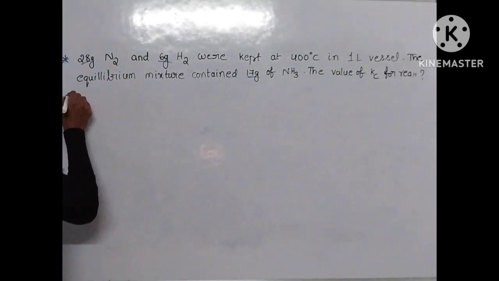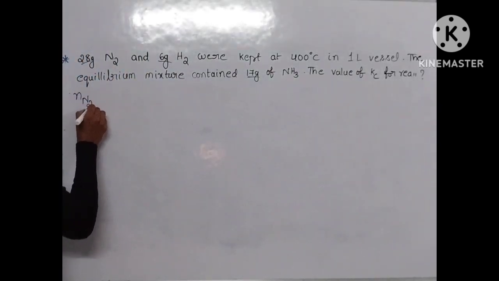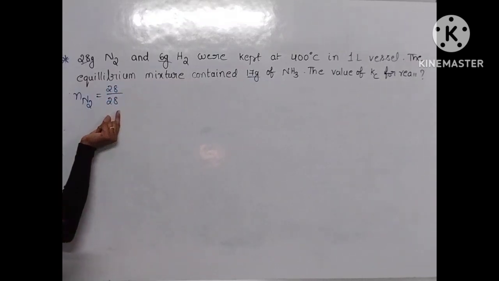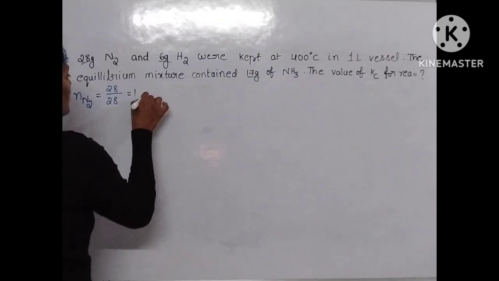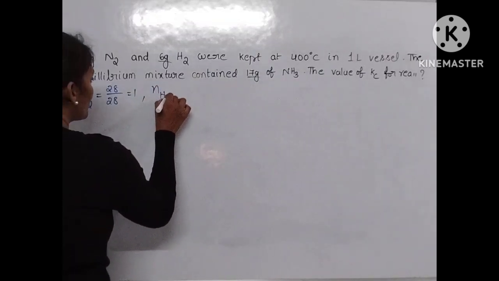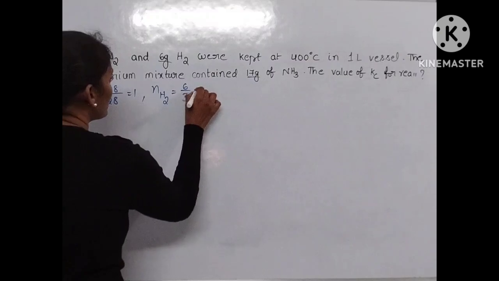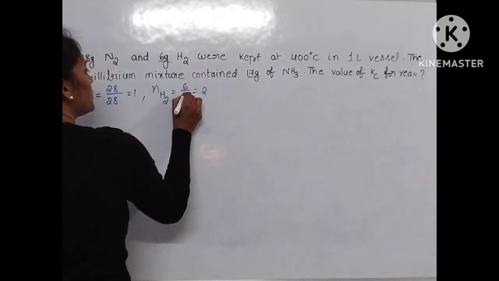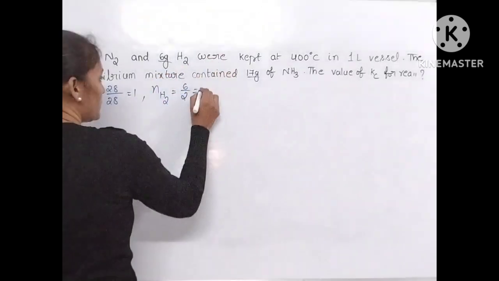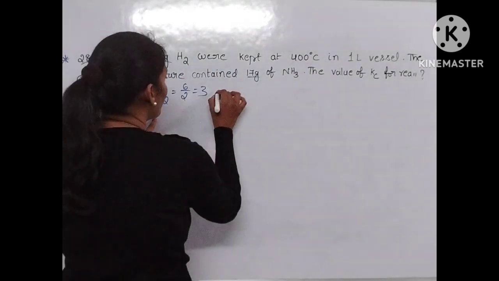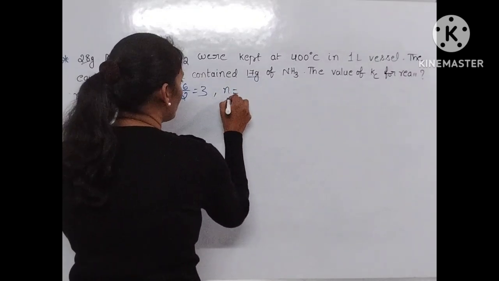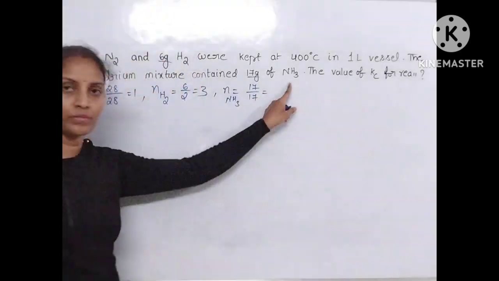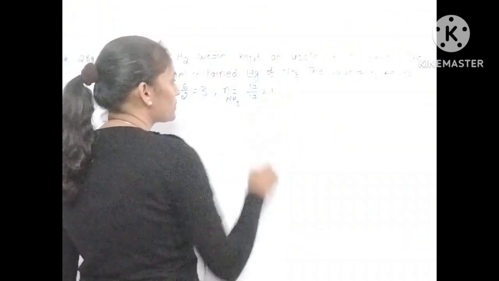Number of moles for N2 equals 28 upon 28, because its molecular mass is also 28, so it would become 1. Then number of moles for H2 equals 6 upon 2, not 3, because the molecular mass is 2, so this would become 3. Then number of moles for ammonia NH3 equals 17 upon 17, its molecular mass being 17. So this is also 1.